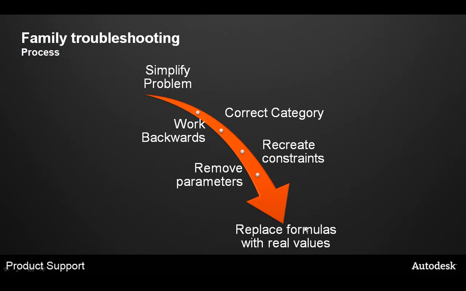The process of family troubleshooting involves simplifying the problem, working backwards, making sure the content's in the correct category, and then recreating different areas of the family in order to make sure they were created properly.